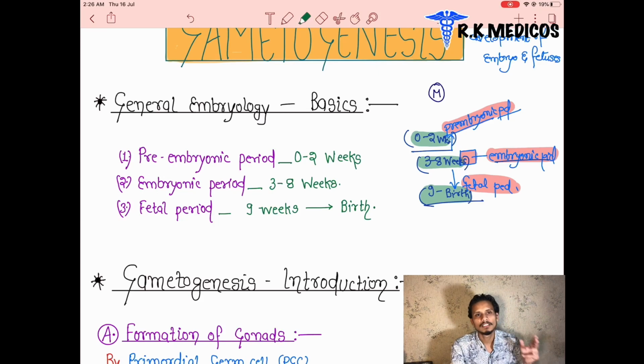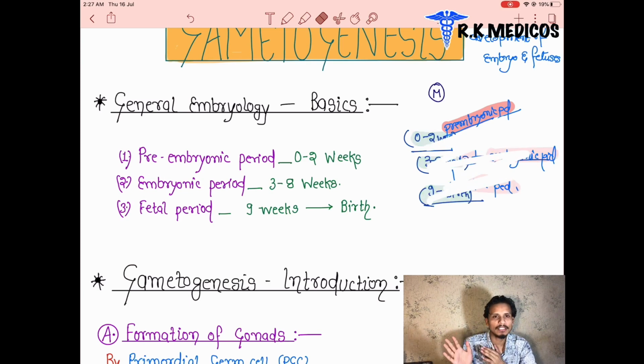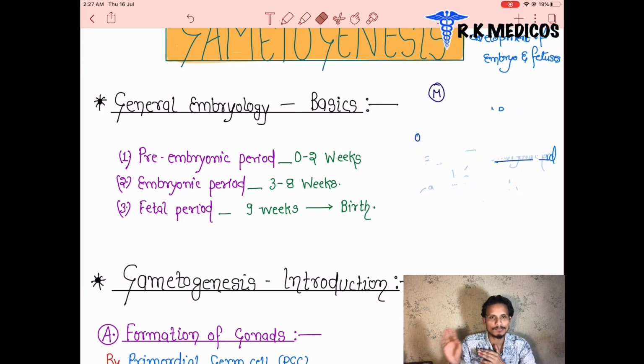So these are the three main criteria of general embryology that we are going to study, classifying them into three parts: the pre-embryonic, embryonic, and fetal parts. Now we are going to see what happens in the pre-embryonic period. Before the pre-embryonic period, something is formed for embryogenesis studies. First we are going to study the gametes. The male gametes form in the testis, and the female gametes form in the ovaries of the female. We are going to discuss one by one how they get formed.